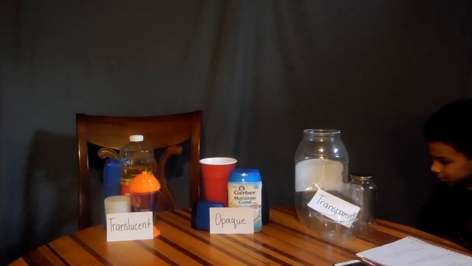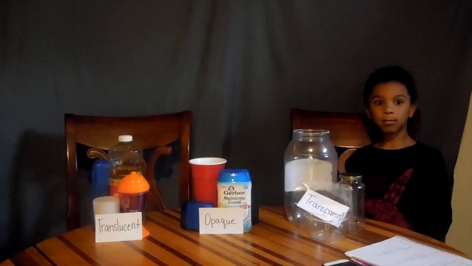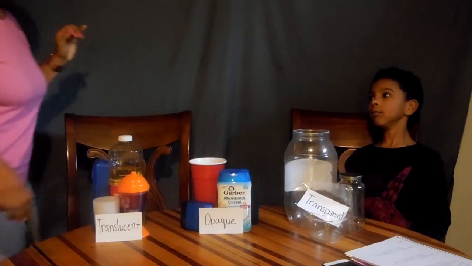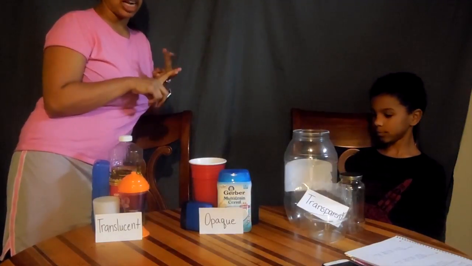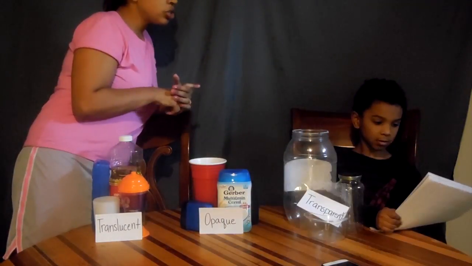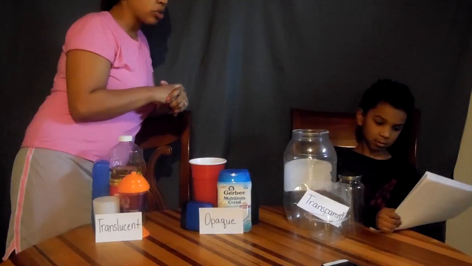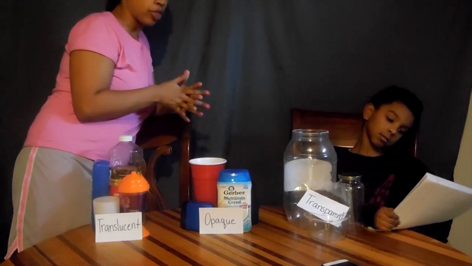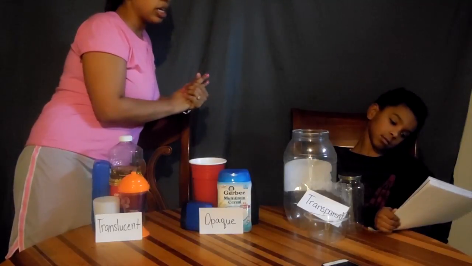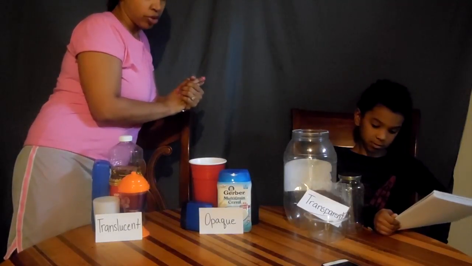Okay, everybody. So today we are doing an activity for school that is transparent, translucent, and opaque. Now, translucent allows some light to travel through them. Transparent allows all light to travel through them, and opaque allows no light to travel through them.